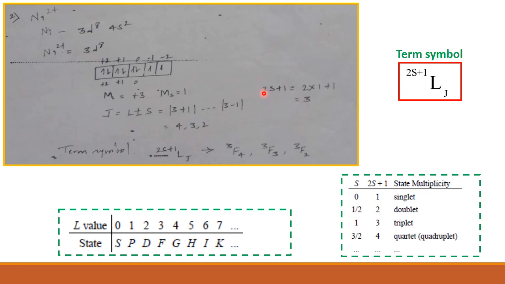Then for the spin multiplicity, where the MS value is 1, automatically the S value is 1. So 2S plus 1 is 3. It gives a triplet, since 2S plus 1 is 3. So we are getting a triplet.